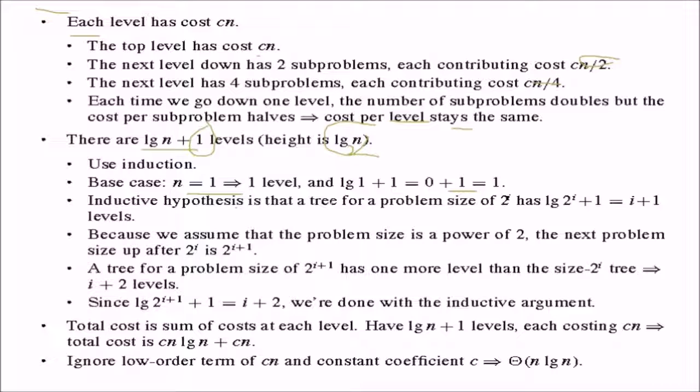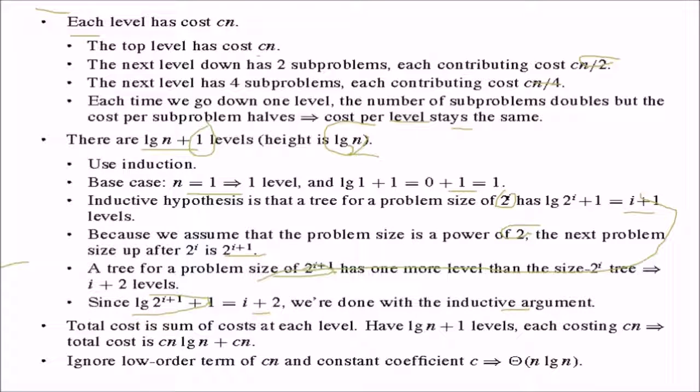The induction hypothesis is that the tree for subproblem size 2^i has log 2^i plus 1, that is i plus 1 levels, right? Now, because we assume that the problem size is a power of 2, the next problem size would be 2^(i+1). A tree for problem size 2^(i+1) has one more level than the size 2^i tree, that is i plus 2 levels. And since log 2^(i+1) plus 1 is i plus 2, we are done with the inductive argument. i plus 1 results in i plus 2.